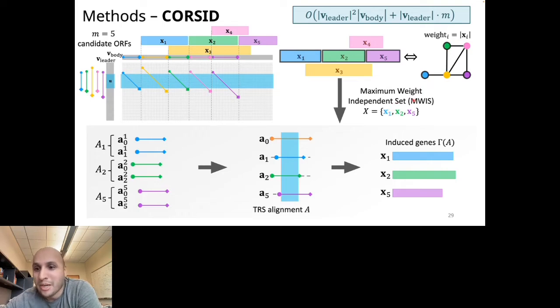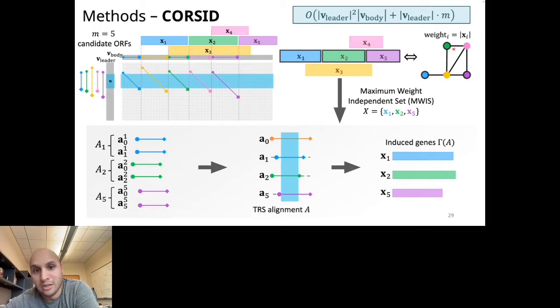So maximum weight independent set is an NP-hard problem for general graphs. But in our case, the graphs correspond to interval graphs, because there's an edge between two nodes if their intervals intersect. So we have an edge between x1 and x3 because they overlap over here. But there's no edge between x1 and x2, no edge between x1 and x4, etc.